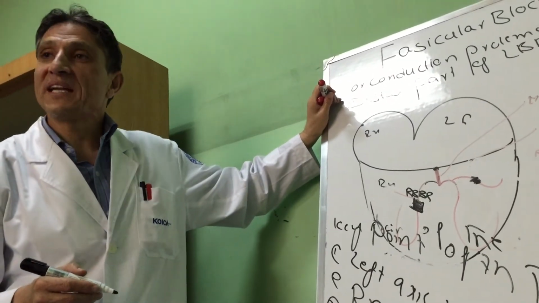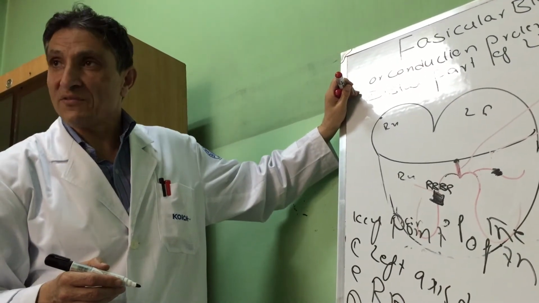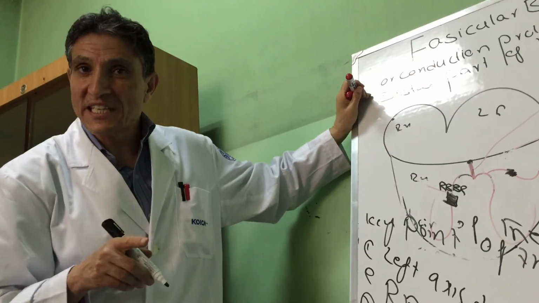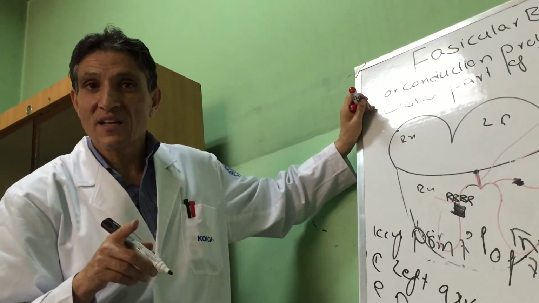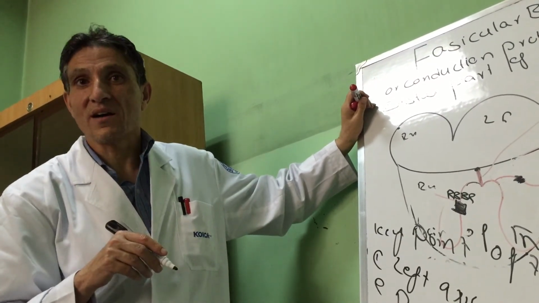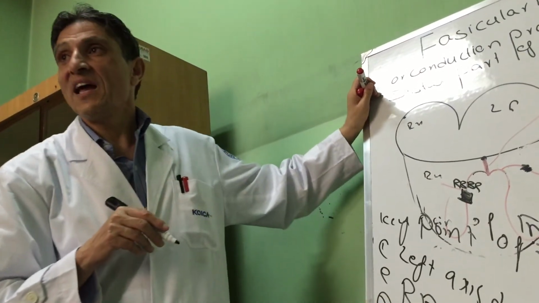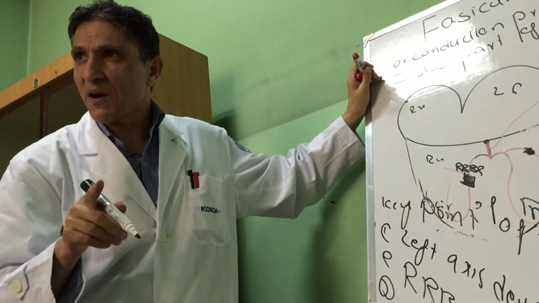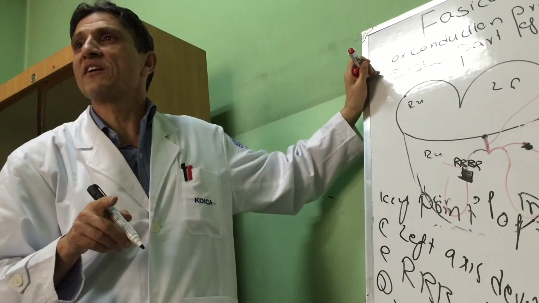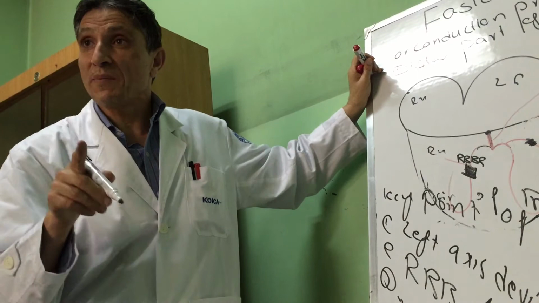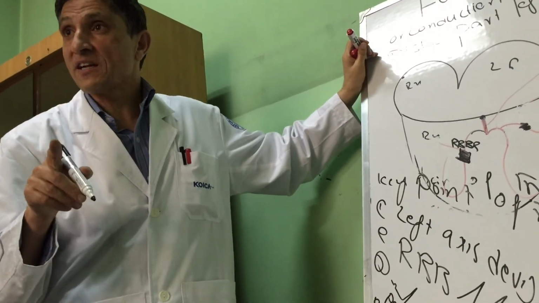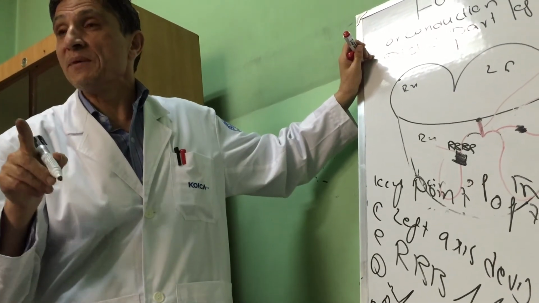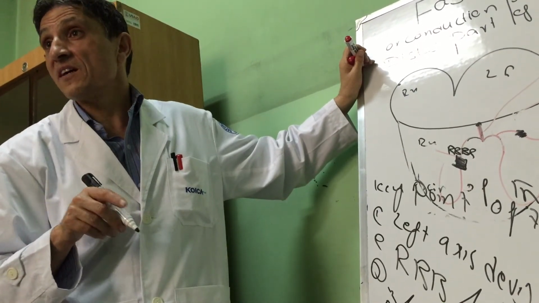Trifascicular block is a combination of bifascicular block with first degree AV nodal block. Clinical relevance: those people who have a bifascicular block or even trifascicular block, if they are asymptomatic, do not require any treatment. If those people have symptoms of the block, for example palpitation, chest pain, vertigo, dizziness, fainting, syncope, immediate consultation with a cardiologist is needed.